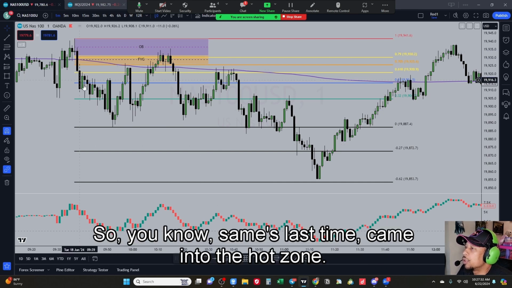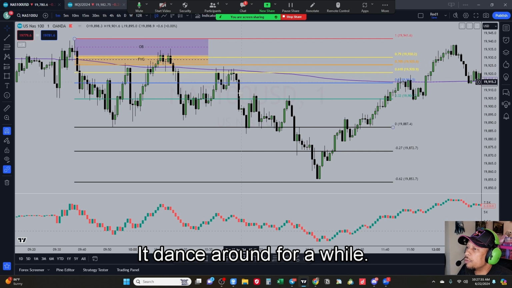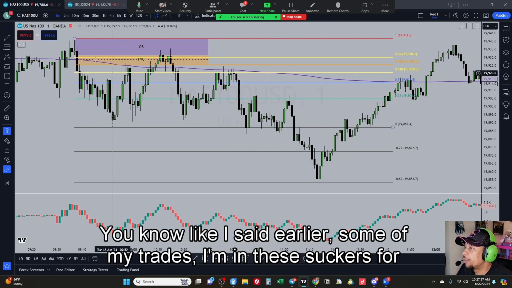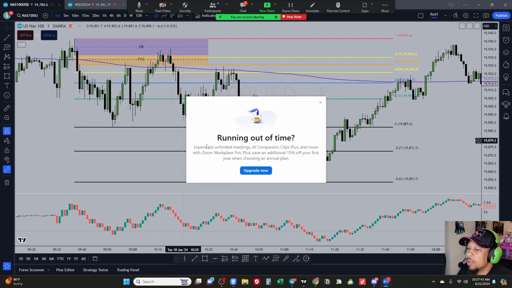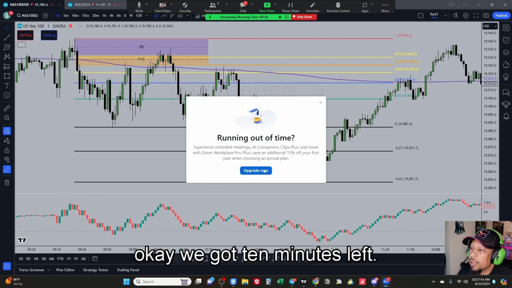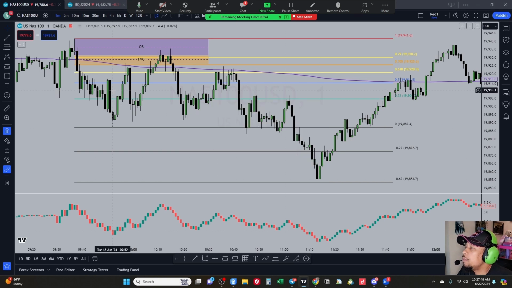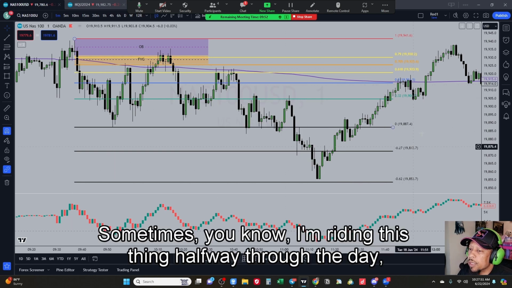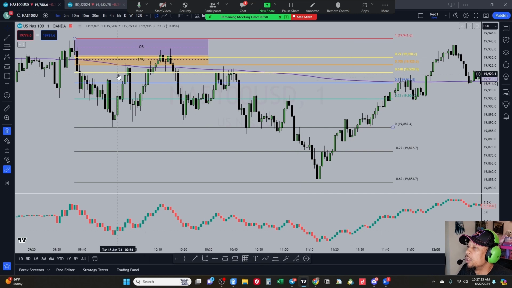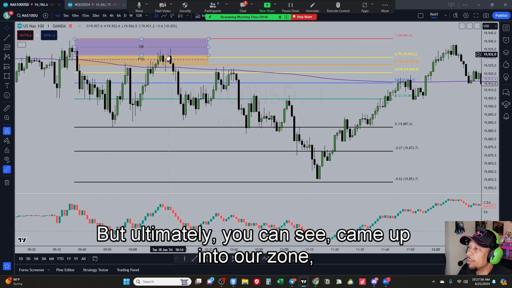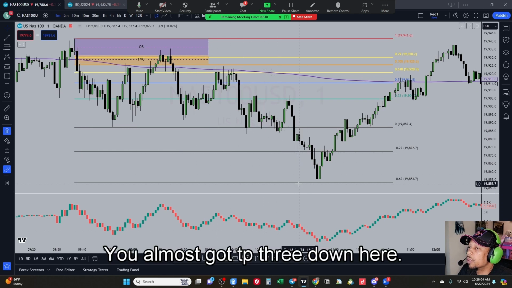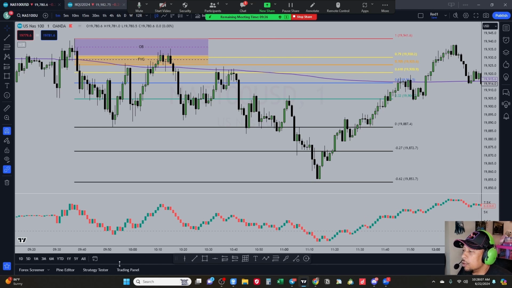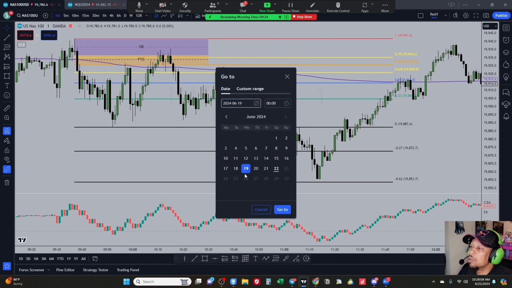So, same as last time, it came into the hot zone and danced around for a while. Like I said earlier, some of my trades, I'm in these for like 5 to 15 minutes and I'm out. Sometimes I'm just, okay, we got 10 minutes left. Sometimes I'm riding this thing halfway through the day, right? But ultimately, you can see it came up into our zone, worked its way down. You hit TP1, TP2. You almost got TP3 down here, okay? On to the next day.